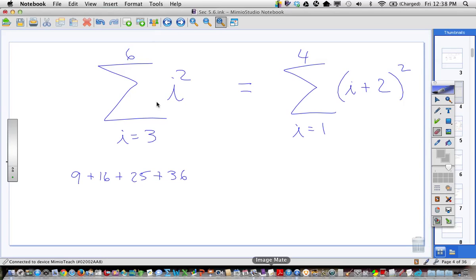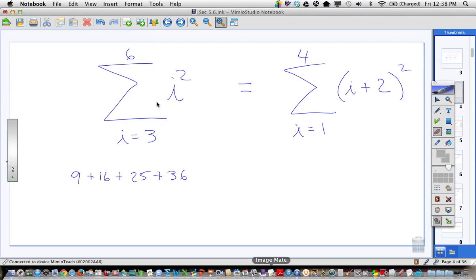So put in a 3, you get 9. Put in a 4, you get 16. Put in a 5, you get 25. Put in a 6, you get 36. And you stop when you get to this point. And then you add them up, because sigma stands for sum. Sigma stands for sum. It adds up the terms of the sequence.